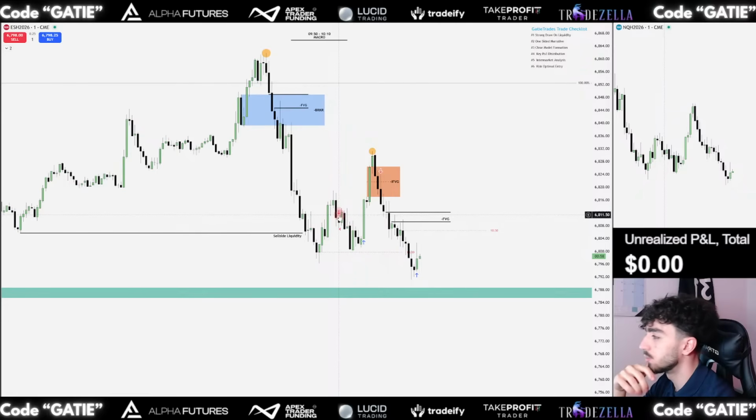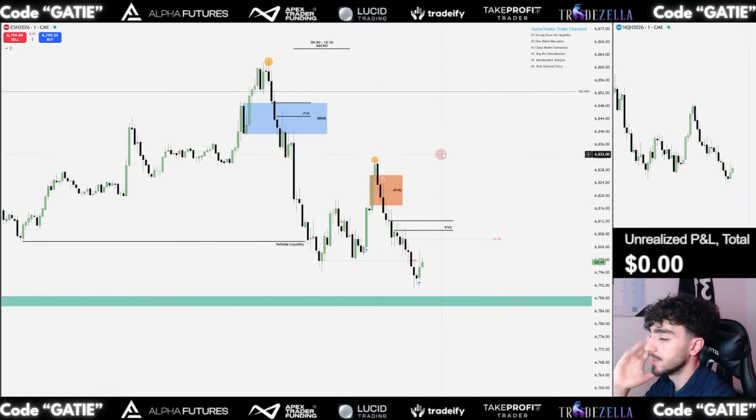Unfortunately the first one didn't play out, so we lost some money there, but the second one did. Same setup, exact two times. Live account could have been better, but it's good for a de-risk day.